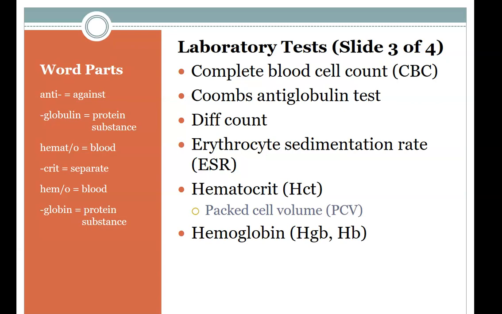And your word parts: anti is against, globulin is protein substance, hemato equals blood, crit is separate, hemo is blood, and globin is protein substance.